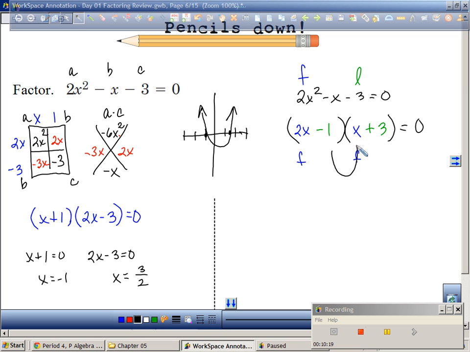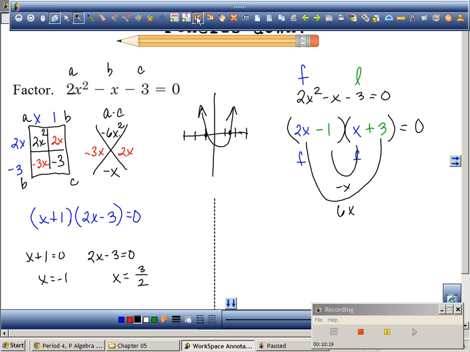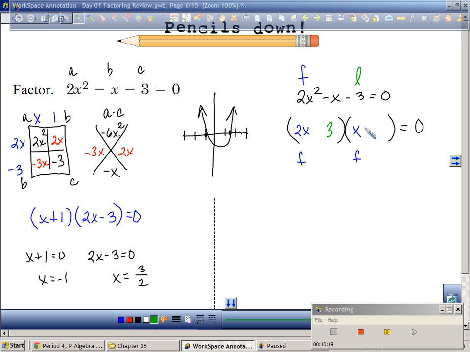Now I do my rainbows and checks. Here's my inner. Becomes -x. Here's my outer. Becomes 6x. Does that add up to negative x? No. So I need to erase it and come up with a different strategy. This is why people don't like this method. So instead of being negative 1 and 3, couldn't I use the commutative property and switch those around and make it 3 and negative 1? Correct?